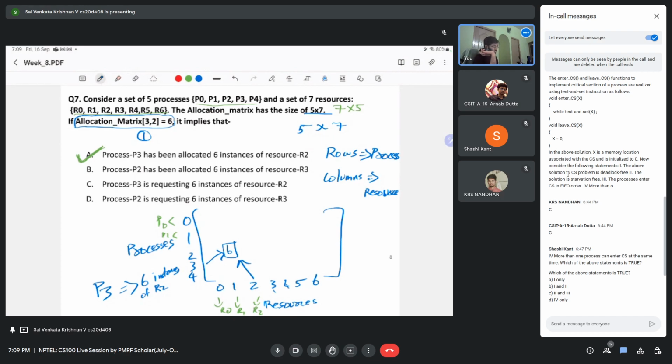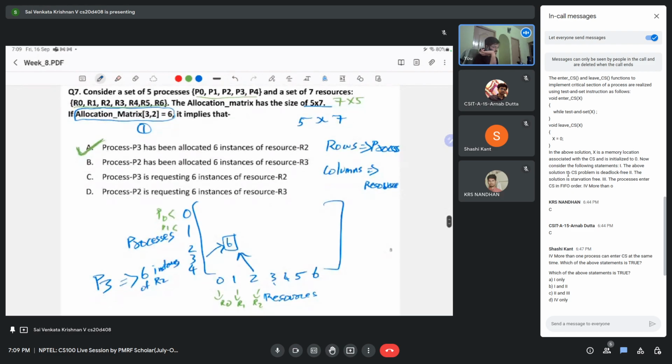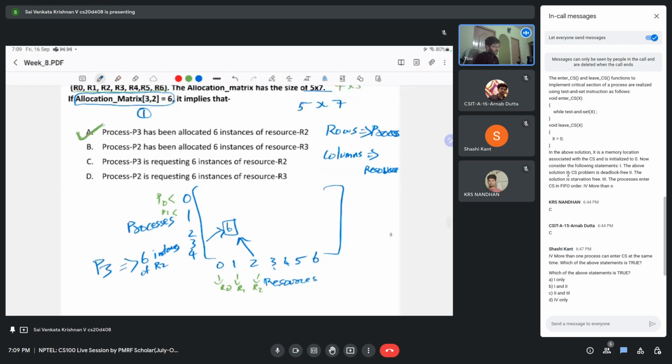In my previous attempt, since I started from 1, based on what Arnab mentioned, it should have been R1 actually, but R1 is not present, so there was a mistake in my indexing. If I start the indexing from 0, then everything falls into place, and option A is the correct answer. Sorry for the typo. Thanks, Arnab. Any doubts in this question? If not, then we'll move to the 8th question.